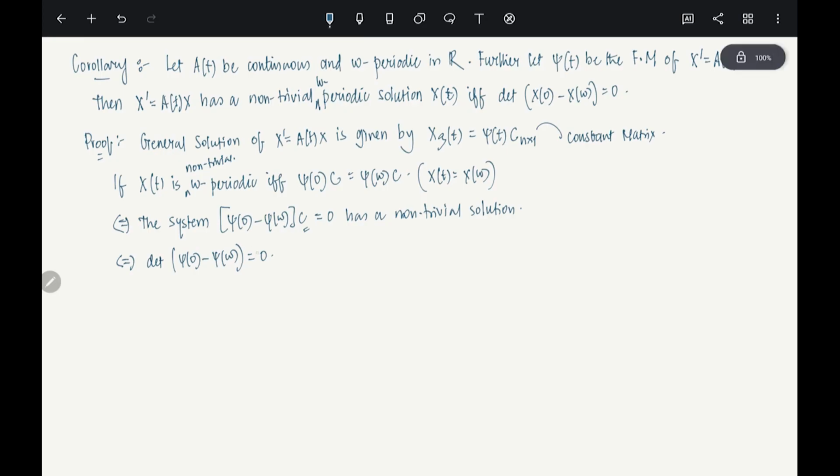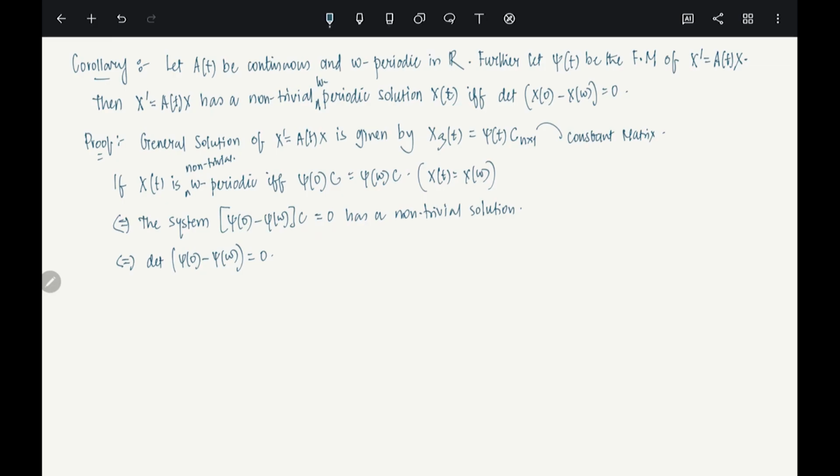If the determinant is non-zero, then this system has a unique solution, and the unique solution will be given by c equals 0. But since the system has a non-trivial solution, c not equal to 0 essentially. So basically, there is one entry which is non-zero. So hence this has to be true.